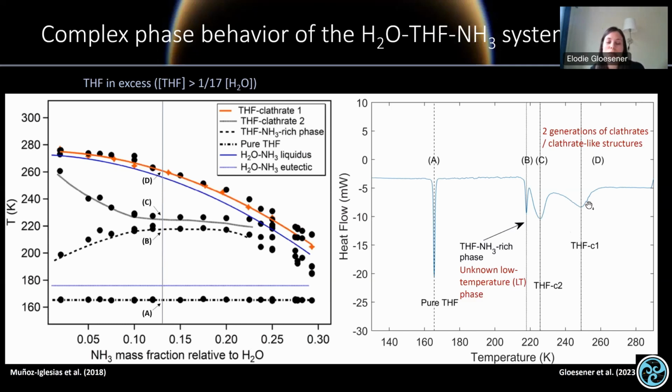The higher temperature peak here corresponds to the liquidus temperature of the first generation of THF clathrates that we will refer to as THF C1. The peak here around 225 Kelvin corresponds to the melting of the second generation of THF clathrates that we will refer to as THF C2. And the sharp peak that you see here just below 220 Kelvin corresponds to the melting of this new THF ammonia rich phase that we'll refer to as the low temperature phase.